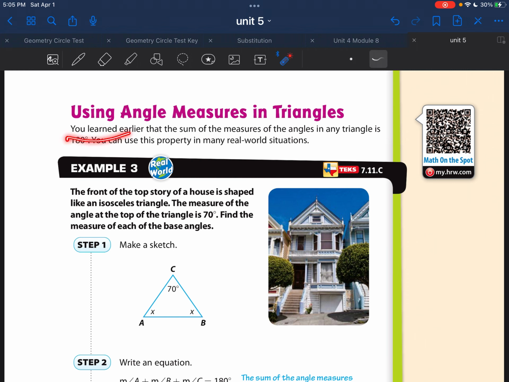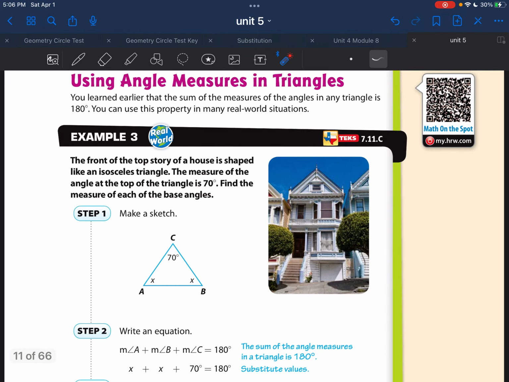Using angle measures in triangles. All right, you learned earlier that the sum of measures in any triangle is 180 degrees. You can use this property in many real-world situations. Yes, you can. Okay, so we're going to go through this one. All right, take a moment, read that.